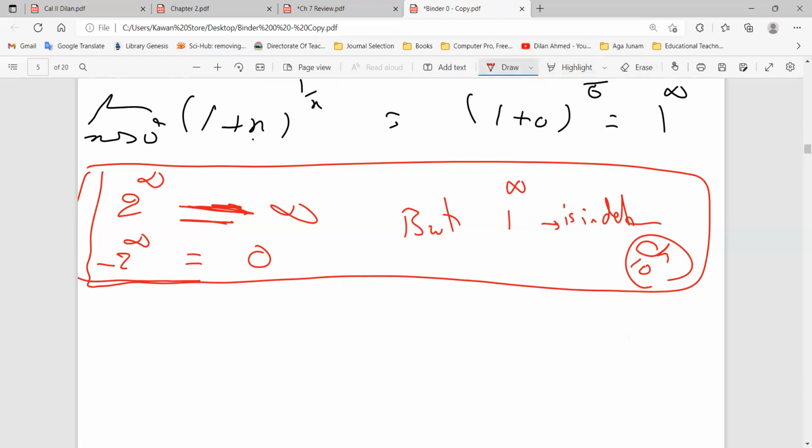Kindly erase your picture. Here should be minus. Sorry. Here should be minus. Why? Because 1 over 2 to the power infinity is equal to 1 over infinity, and I'll get 0. So these numbers will help me to understand many things.